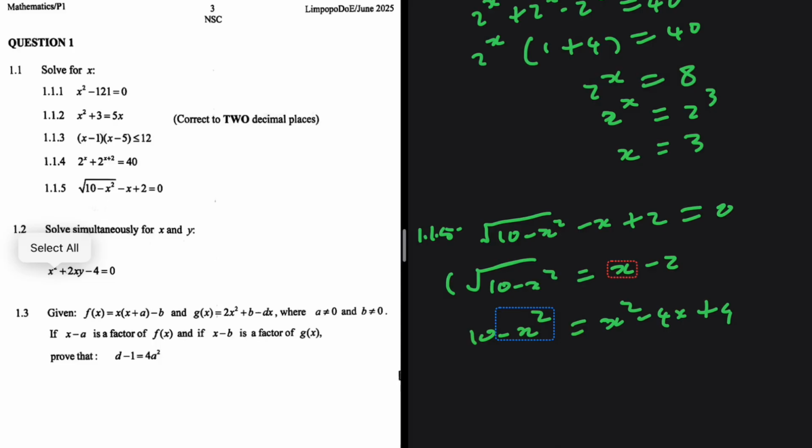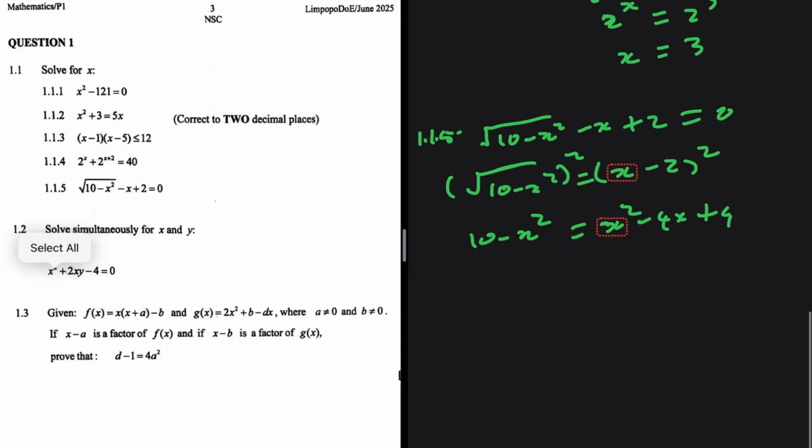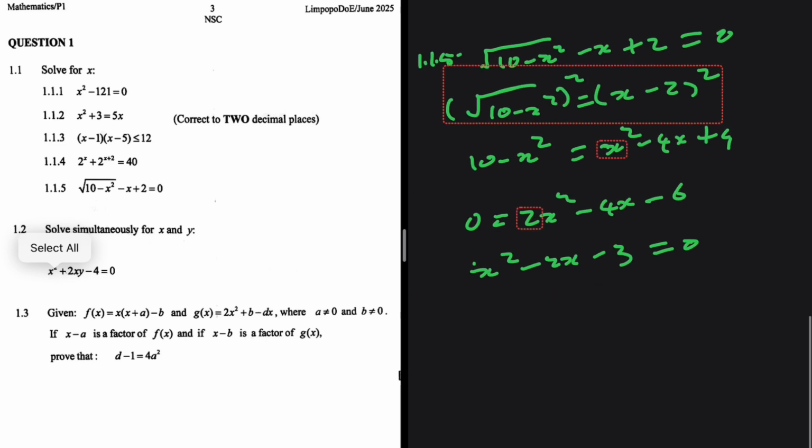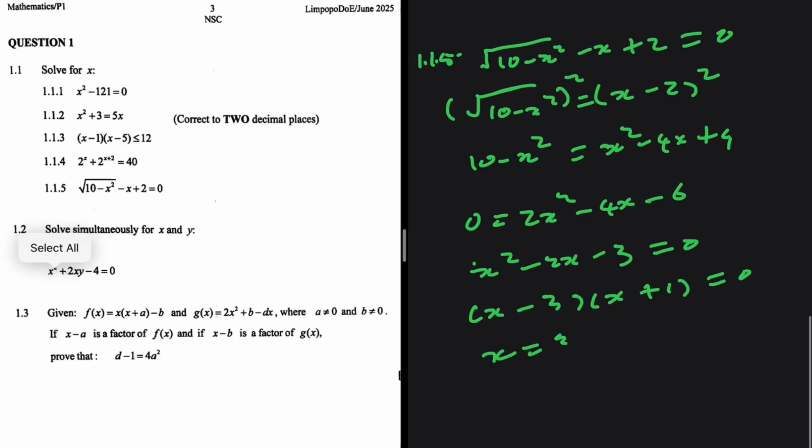We're squaring both sides here. Okay. So we're going to have 0 being equal to 2x squared minus 4x minus 6. So if we divide both sides by 2, we get x squared minus 2x minus 3 being equal to 0. So x minus 3, x plus 1 is equal to 0. x is equal to 3 or x is equal to minus 1.